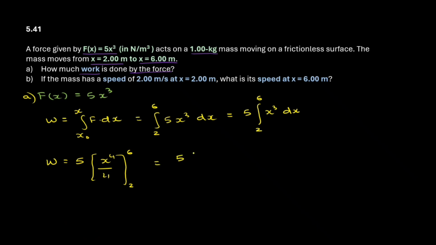So we write 5. First, in place of x, we substitute the upper limit, which is 6. So 6 to the power 4 over 4 minus. Now in place of x, we will substitute the lower limit, which is 2. 2 to the power 4 over 4. And when you solve this, you get work done by the force to be equal to 1600 Joule.